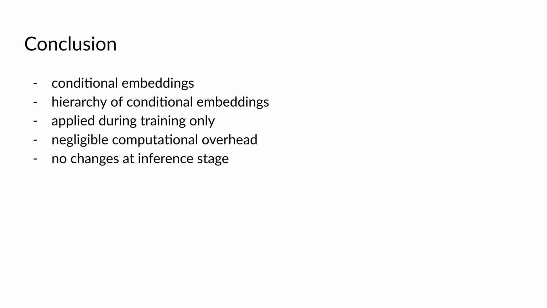We have further extended this concept to the hierarchy of conditional embeddings that gradually incorporates information about the tuple into the original and conditional embedding. Our approach only augments DML during training and introduces negligible computational overhead. Moreover, there are no changes to the deep metric learning architecture during the inference stage.